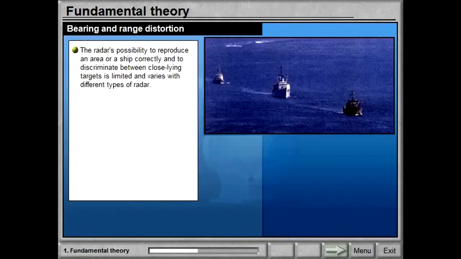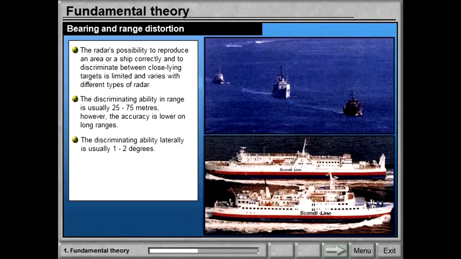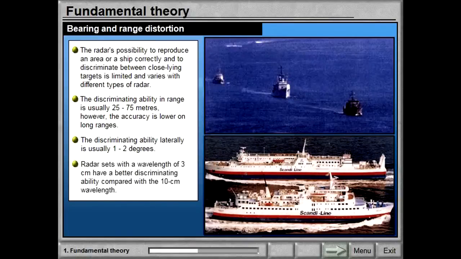The radar's possibility to reproduce an area or a ship correctly and to discriminate between close-lying targets is limited and varies with different types of radar. The discriminating ability in range is usually 25 to 75 metres. However, the accuracy is lower on long ranges. The discriminating ability, laterally, is usually 1 to 2 degrees. Radar sets with a wavelength of 3 centimetres have, generally speaking, a better discriminating ability compared with a 10 centimetre wavelength.